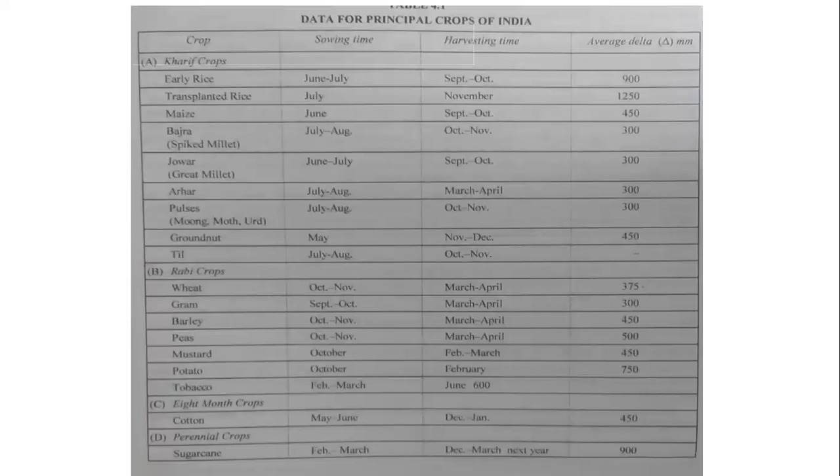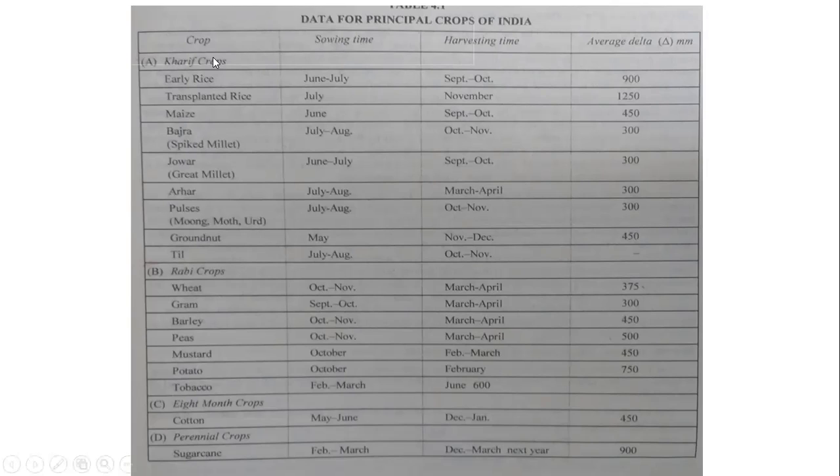Then this is data for the principal crops of India, the seasons in which they are grown, and their average delta and duty. The average delta and duty are essentially required for solving the numericals that we discussed in detail in the previous part. The first part, part A, I have taken from the book itself. It is for the Kharif crops.